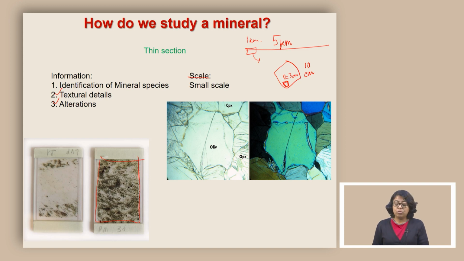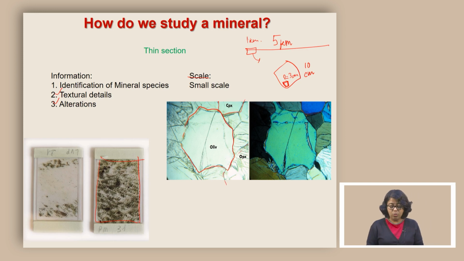How do they look like? So, when you look at it under microscope, the light passes through it, and that gives you a general idea of the mineral grain. So, in this case, this is an olivine mineral grain, and it is surrounded by other minerals. These are pyroxene, different types of pyroxene. This is clinopyroxene and this is orthopyroxene.